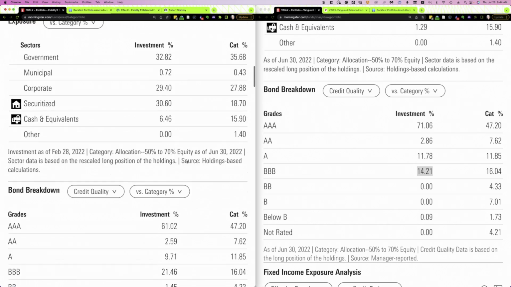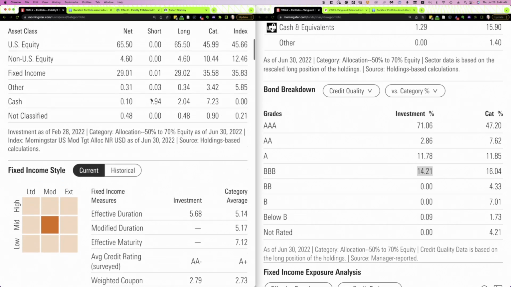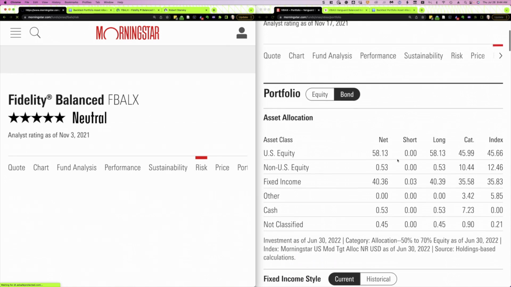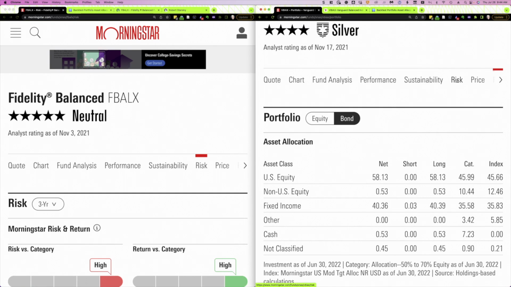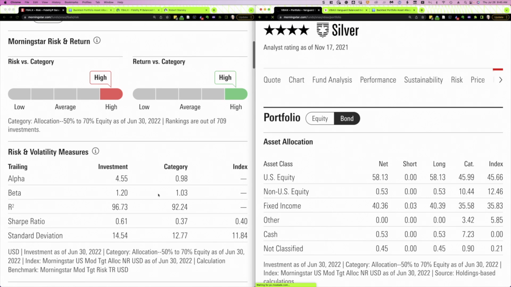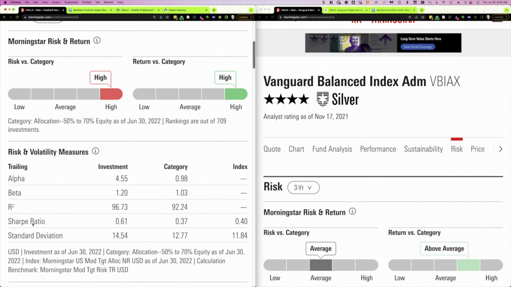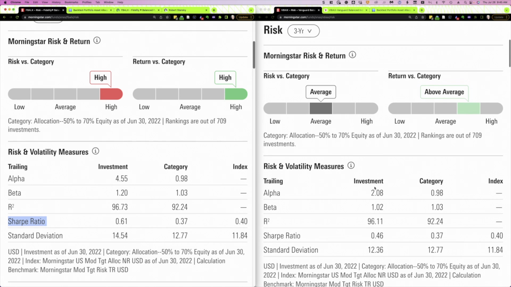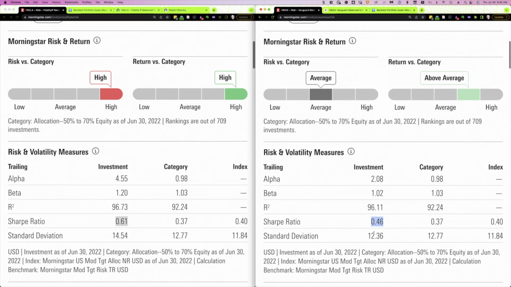So again, in Morningstar, we're going to go over to the risk tab for both of these. Here we go. And I want to focus on the Sharpe ratio. We should see that, yeah, right there. So here's the Sharpe ratio. Now, let me show you for the Vanguard fund. Here it is for Vanguard. So 0.61 for Fidelity, 0.46 for Vanguard.